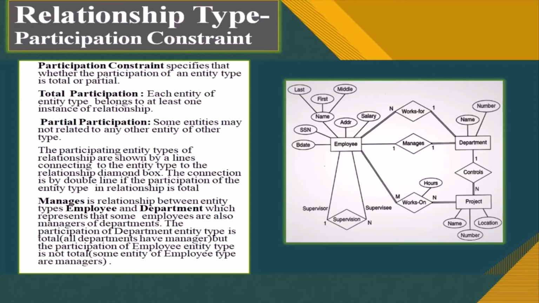The connection is by a double line if the participation of the entity type in the relationship is total. In the figure, manages is a relationship between the entity types employee and department, which represents that some employees are also managers of the departments. The participation of the department entity type is total, as all the departments have a manager. But the participation of the employee entity type is not total, as only some entities of the employee type are managers.